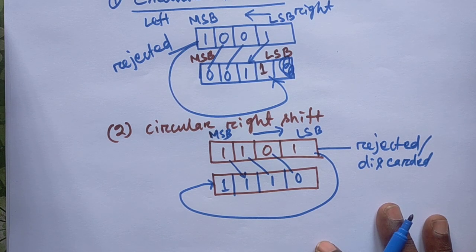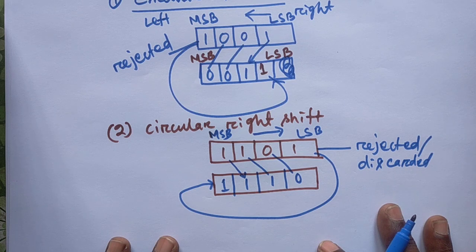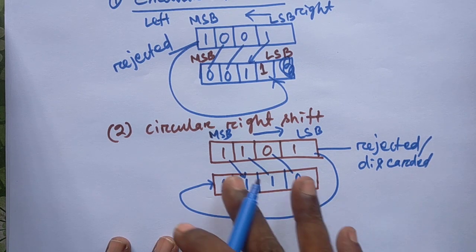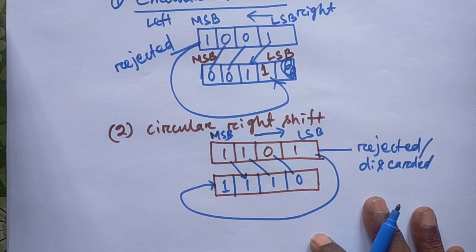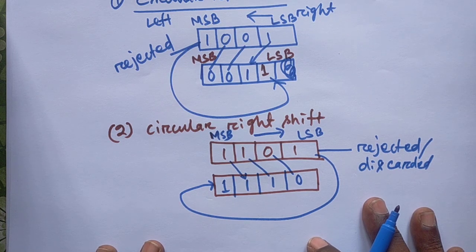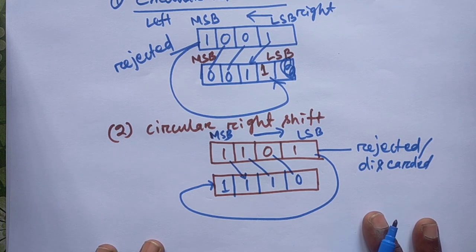The information may change, but there is no loss of bits, because the value is different. Whenever I calculate the decimal value, it will be different, but there is no loss of bits. Every bit will be used, and as its position changes, the position value will change, but there is no loss of bits. It is the advantage of this particular circular shift.